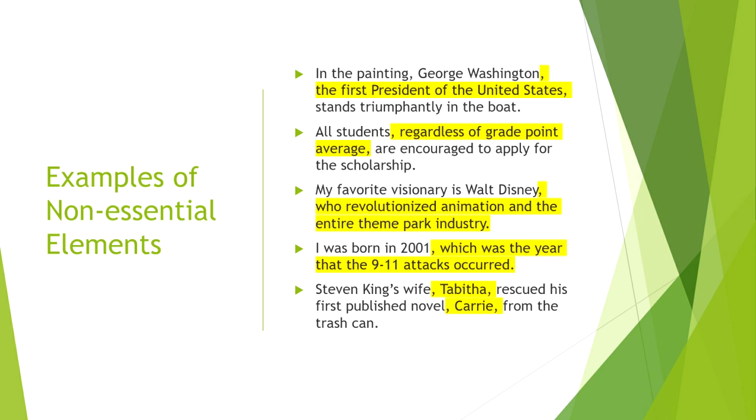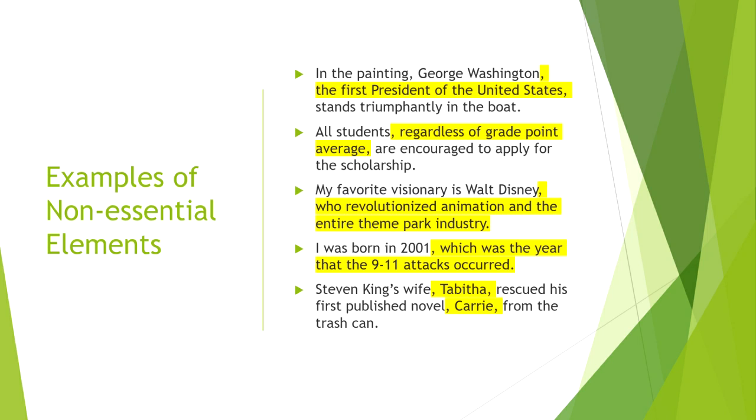And here's another example. Sometimes it can be just a word stuck in. So Stephen King's wife, Tabitha, rescued his first published novel, Carrie, from the trash can. So in both cases, naming is extraneous. Stephen King's wife is Tabitha, okay? He wasn't remarried or anything. So Stephen King's wife and Tabitha are actually synonymous. You don't need to have the name to understand the sentence, but it's given as extra information. It's stuck in, so you can go ahead and put commas around it.